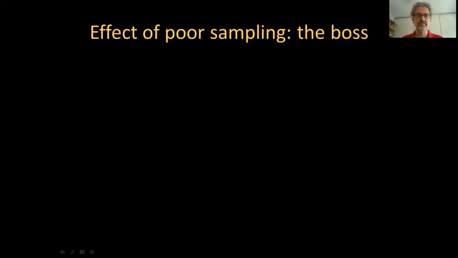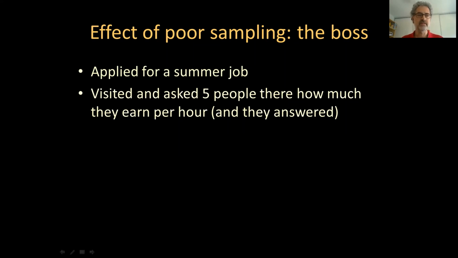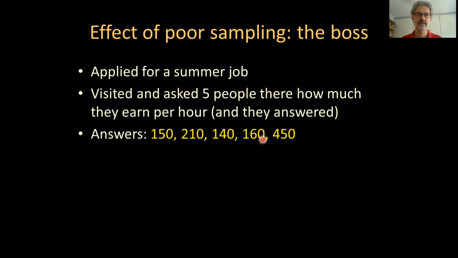Another example of a problem that can arise with the mean, let's imagine that you have applied for a summer job, and then you visited the place that you have applied to, and you found 5 people working there, and you asked them how much they earn. You're interested to know what your salary may be as you consider the possibility of working there. So let's assume you asked everyone you saw there, and they all answered truthfully, and you got these answers. These are 5 numbers from 5 people.